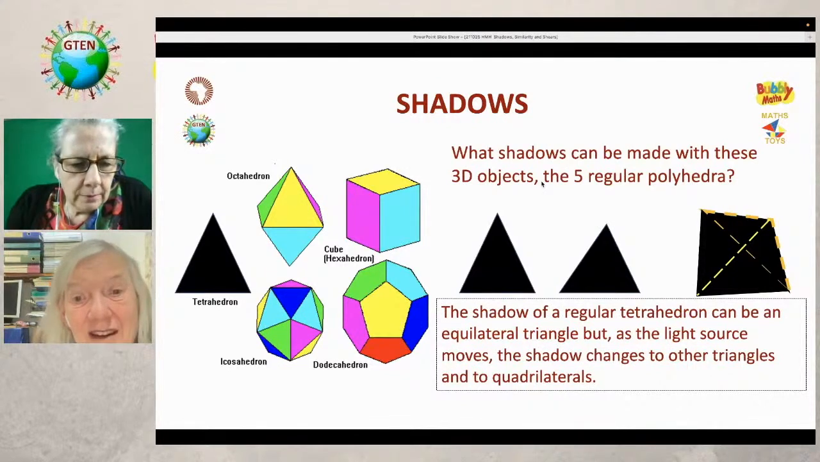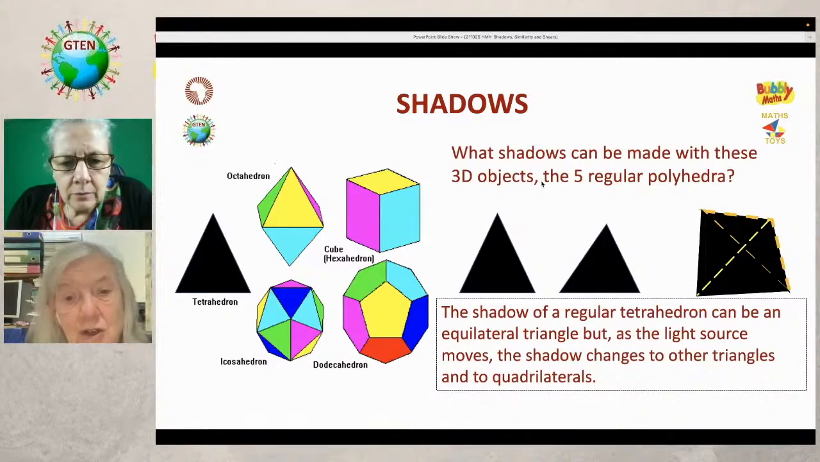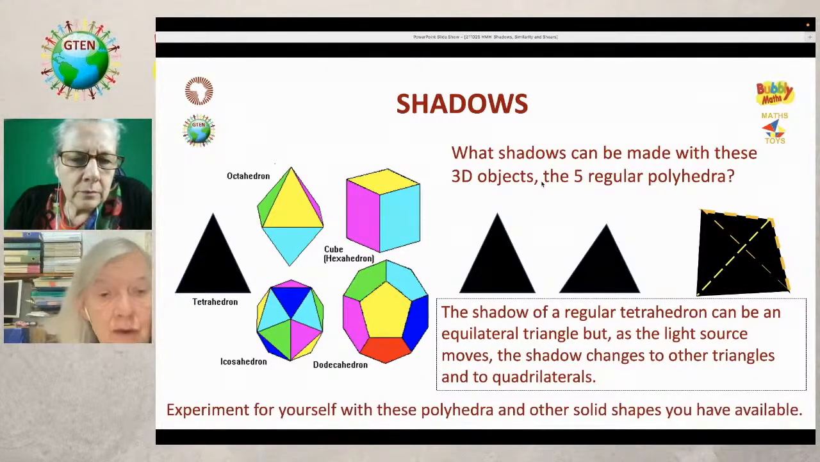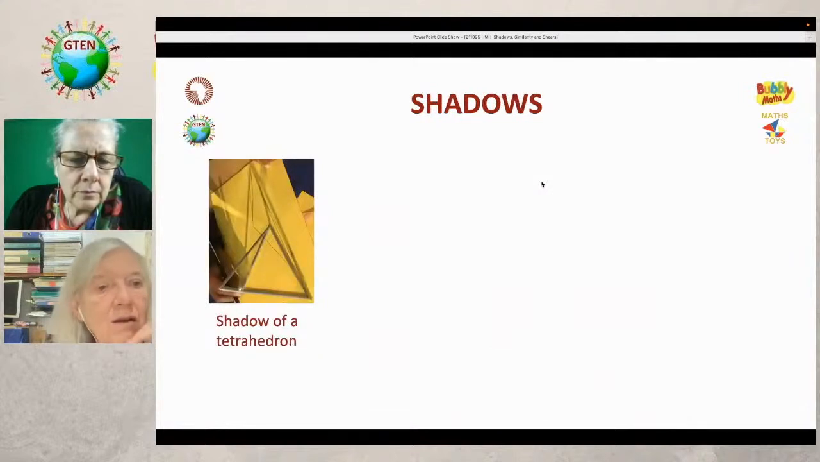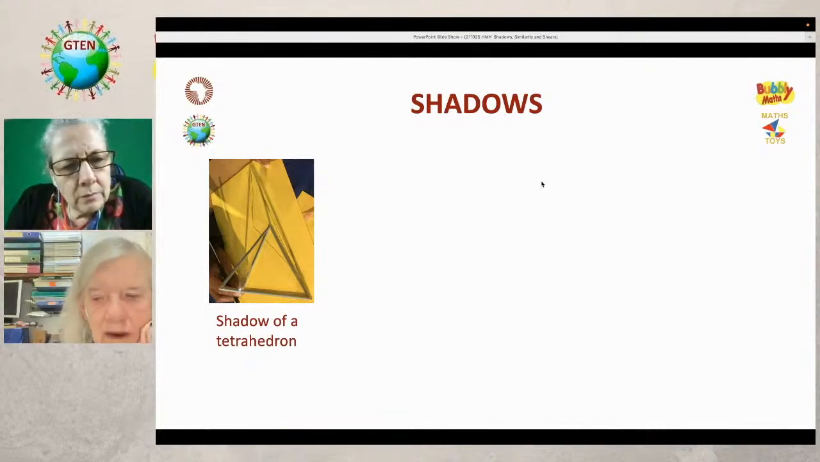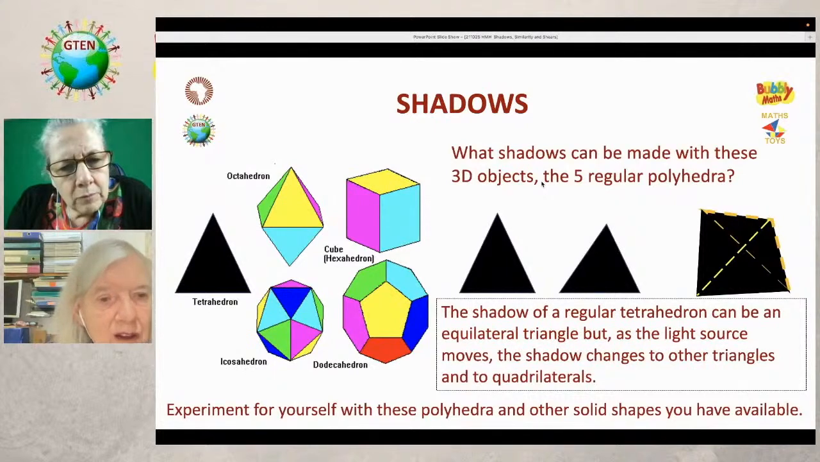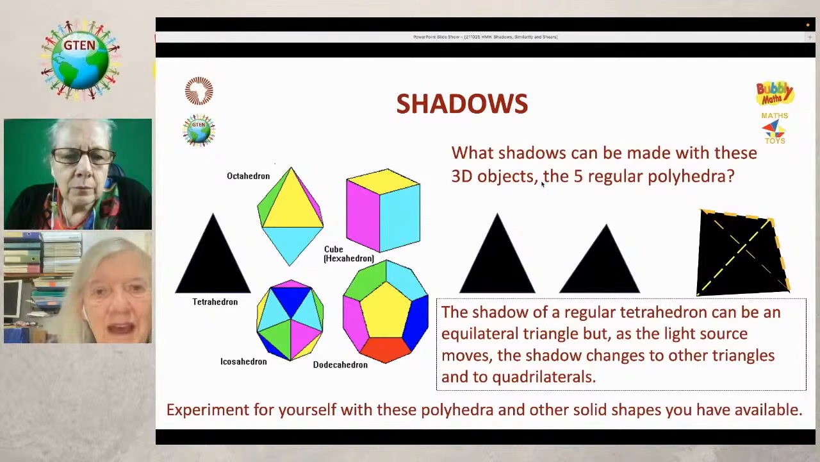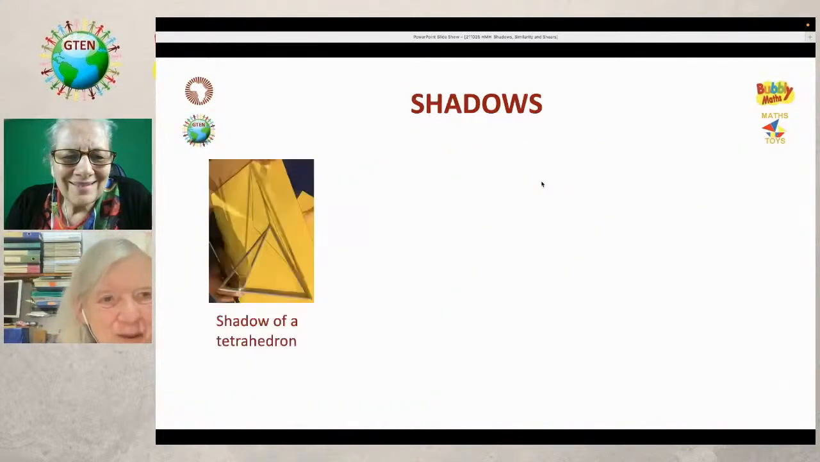What you can get from your regular tetrahedron is an equilateral triangle, and as the light source moves, the shadow changes to other triangles and to quadrilaterals. So you can experiment yourself with these. So let's look at some shadows, and then Caroline is going to demonstrate some, and you can imagine you can do it yourself, and it's quite fun to do. But if you're going to find all the answers to this question about these 5 solids, 5 polyhedra, and all the types of shadows you can make, I'm not guaranteeing. I've told you all the possibilities for a tetrahedron, let alone for the other shapes.